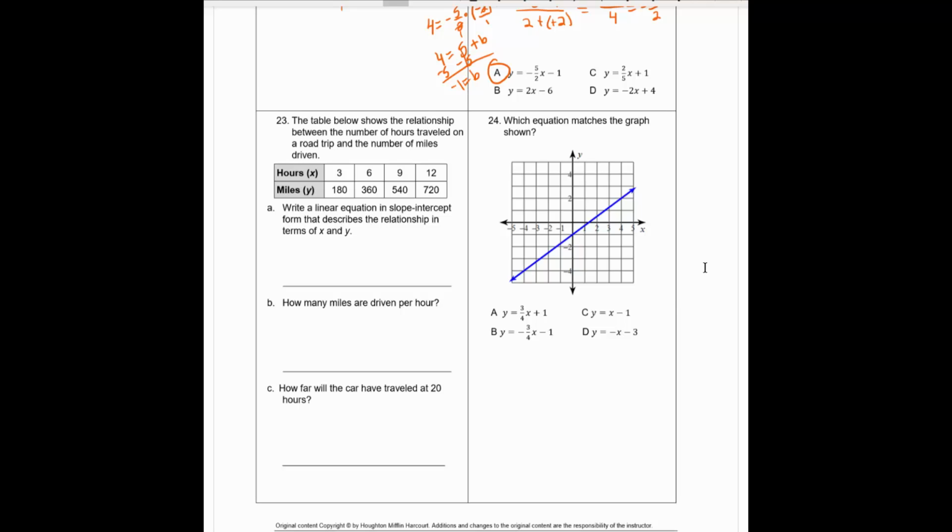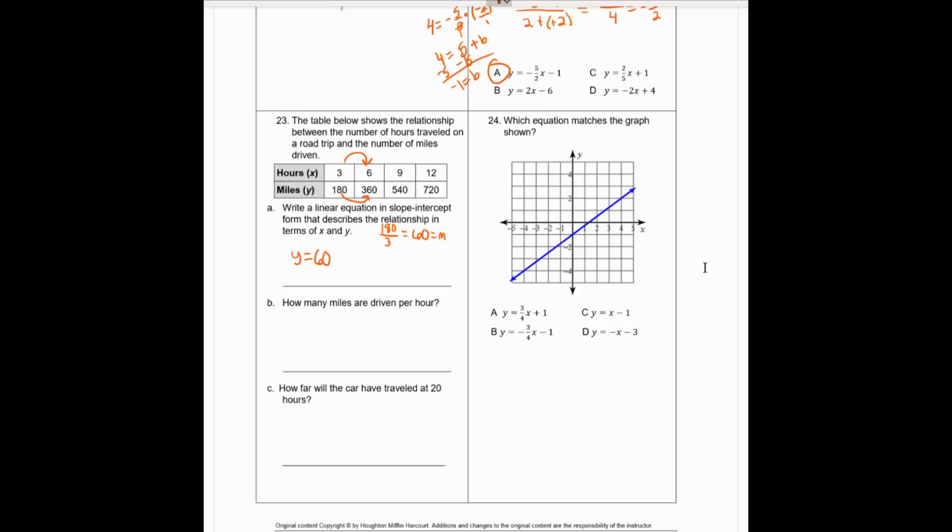23, the table below shows the relationship between the number of hours traveled on a road trip and the number of miles driven. It asks us to write a linear equation in slope-intercept form that describes the relationship in terms of x and y. This is actually just like what we just did with the explicit rule. And so we are going to do y equals, m is our slope. So how much am I changing for my y's over how much am I changing for my x's? So this would be 180 on top is how much I'm changing for y, and on bottom how much I'm changing for x is 3. So my slope is 60.